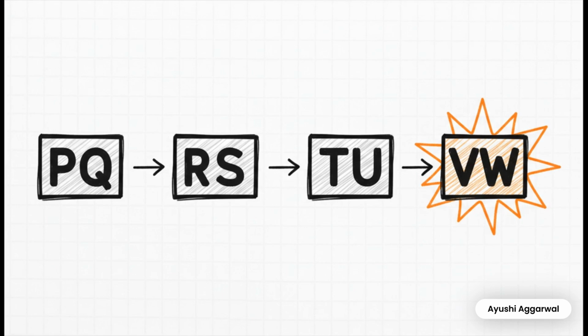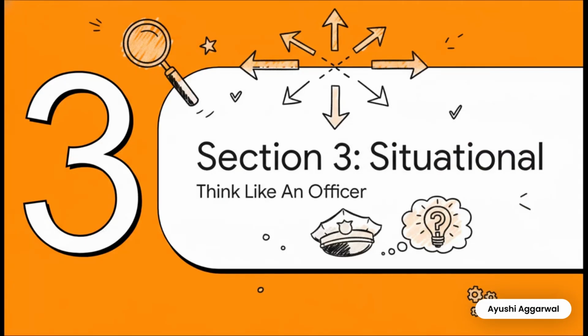The pattern here is really simple. It's just consecutive pairs of letters. P is followed by Q, R is followed by S, T is followed by U. So what comes next? You got it. It's VW. Okay, let's get to our final section.